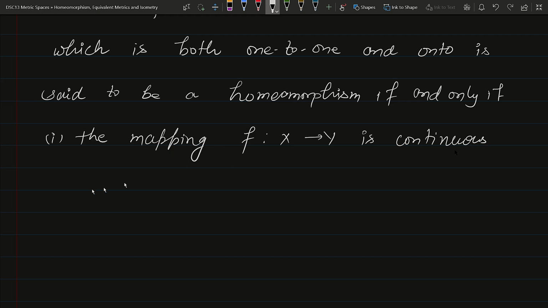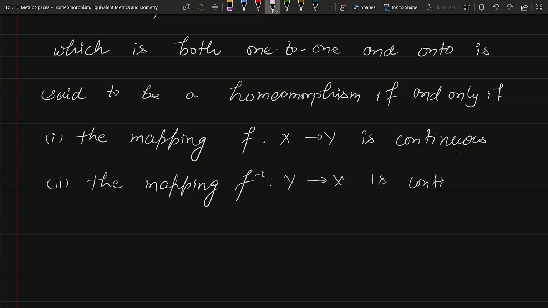Now since this f is one-to-one and onto, we can define the mapping f inverse, that is from Y to X, and it is continuous. Okay, so any such one-to-one onto function which is continuous, and whose inverse is also continuous, in that case we will say that this function f is a homeomorphism from X to Y.